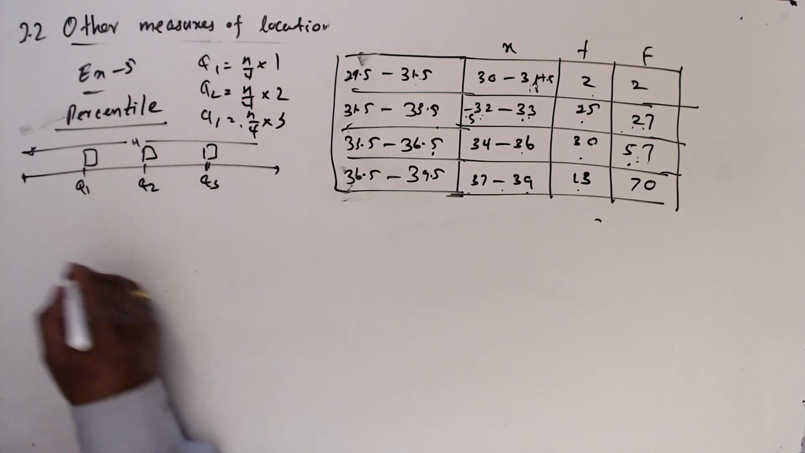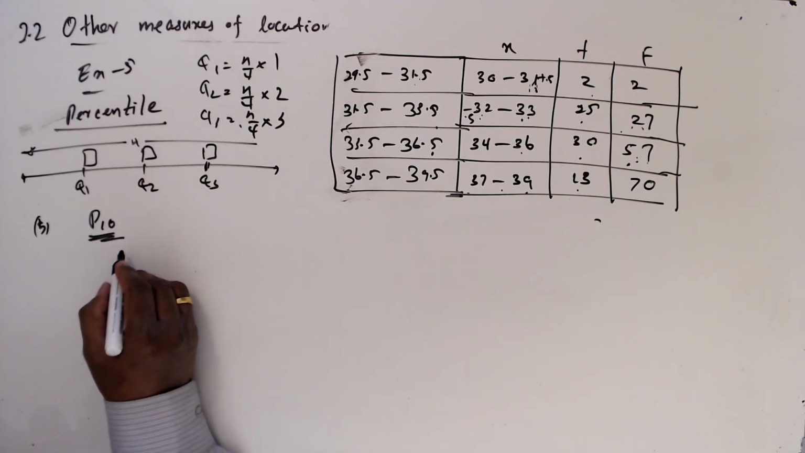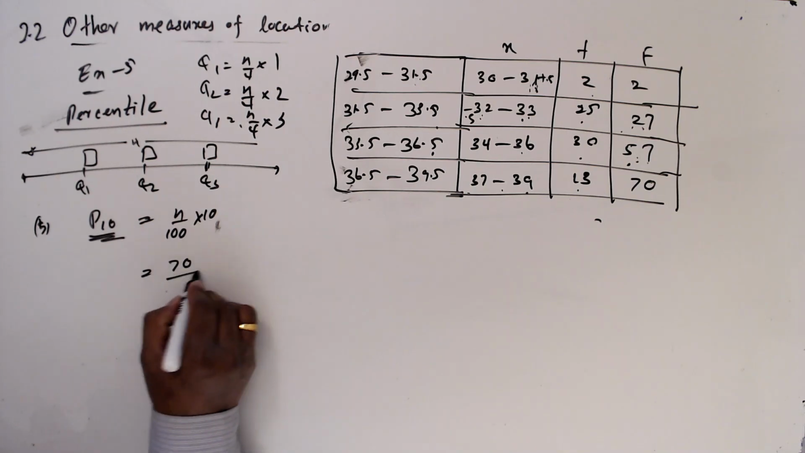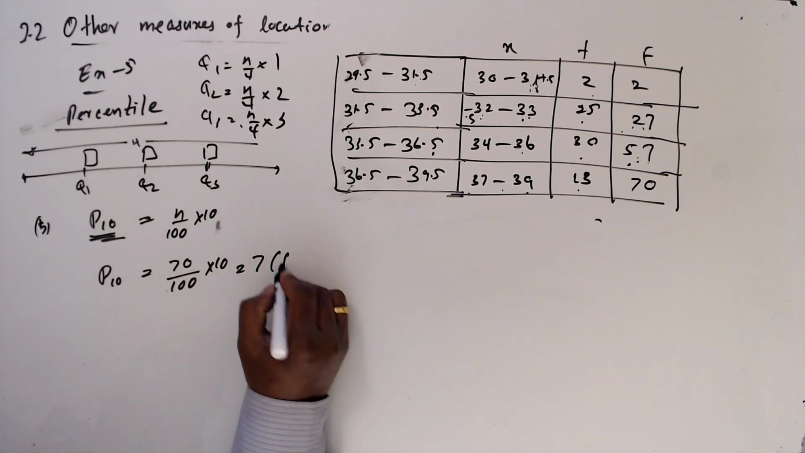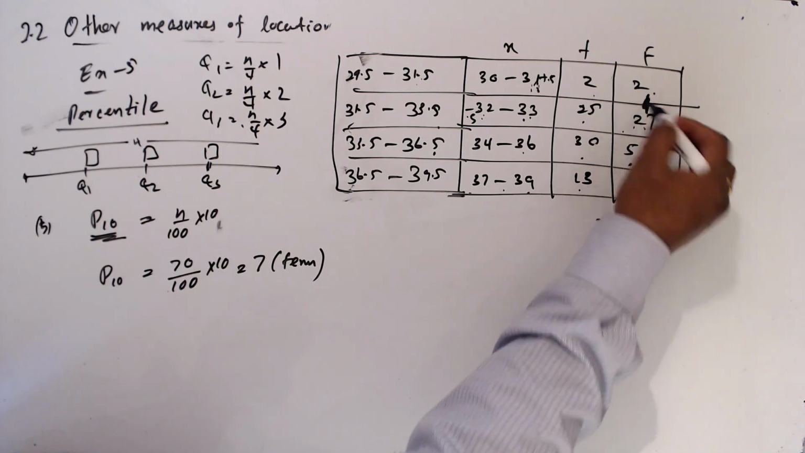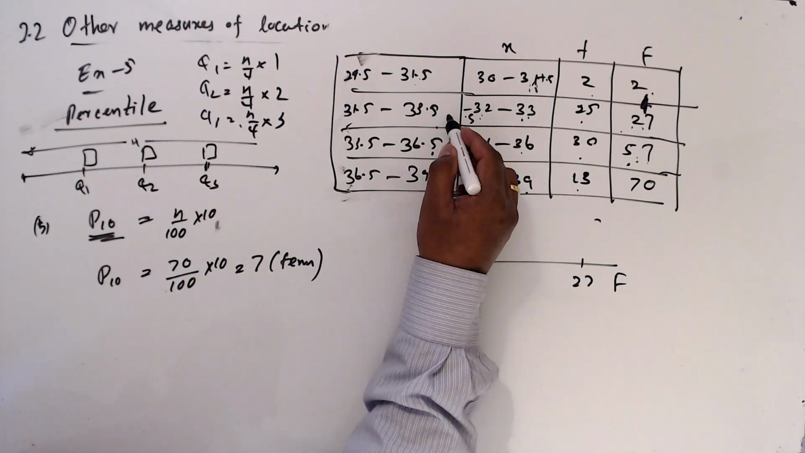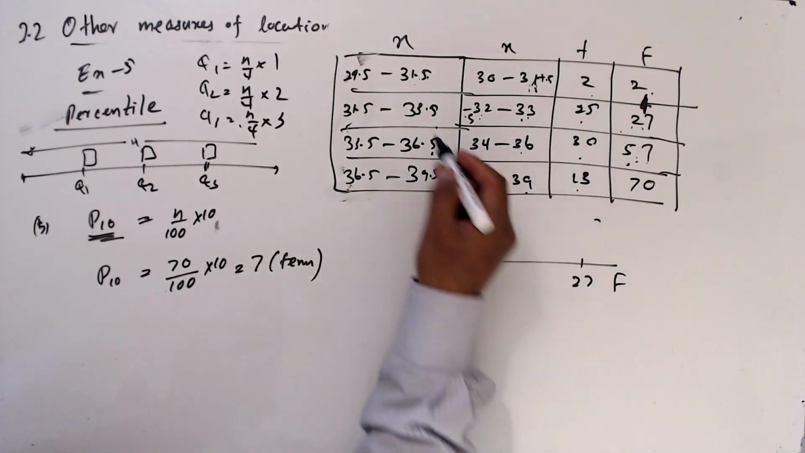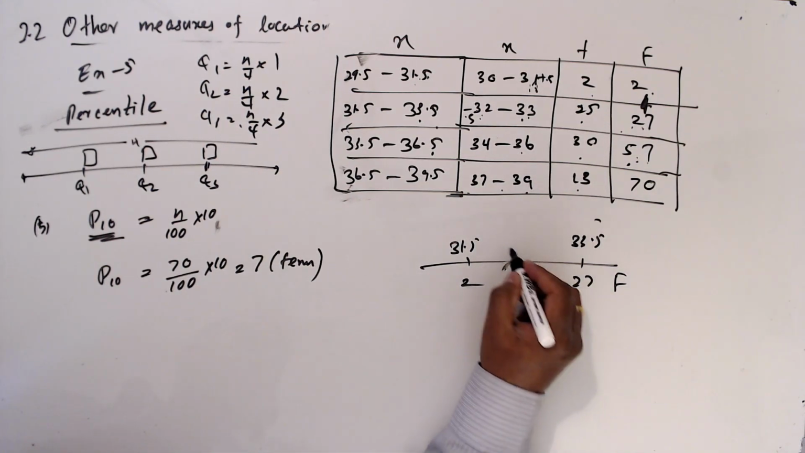Now in here we need the 10th percentile, P10. It means the total number n divided by 100 multiplied by 10. So n is 70, divided by 100 multiplied by 10. The answer is 7. So you need the seventh term. The seventh term is here, between the second term and 27. So the frequency boundaries are these, and the relevant variable boundaries are these: the lower is 31.5 and the upper is 33.5, and we need the seventh term.